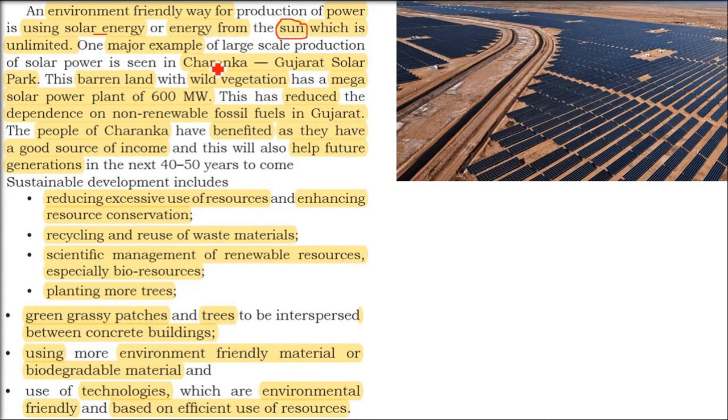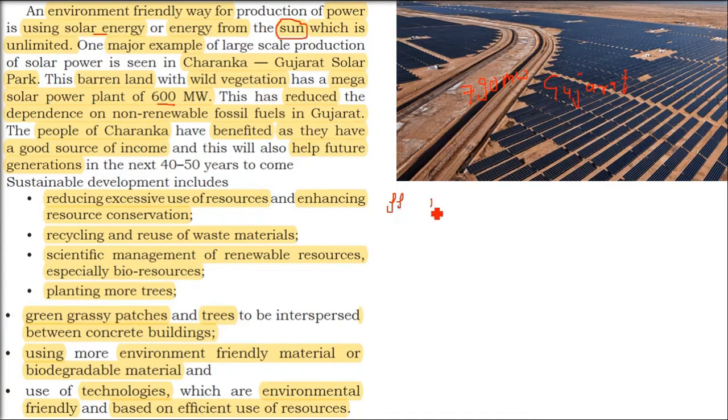So this is an example from India only. Charanka, you can say. This is in Gujarat. This is a solar park. This is a village. This land was barren land with wild vegetation. So here is a mega solar power plant of 600 megawatt. This is a huge number in electricity production. I'll tell you the latest: it is producing 790 megawatt. This much energy is produced.